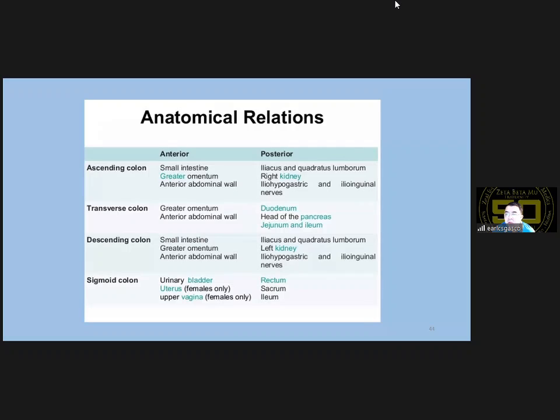The ascending colon anteriorly is actually related to the small intestine, the greater omentum, and the anterior abdominal wall. Posteriorly, the ascending colon is related to the iliacus, quadratus lumborum muscles, the right kidney, the ilioinguinal and iliohypogastric nerves. The transverse colon is related anteriorly to the greater omentum and anterior abdominal wall.